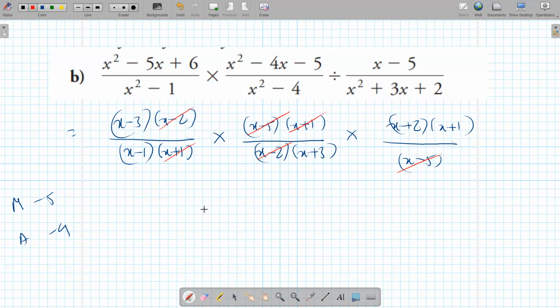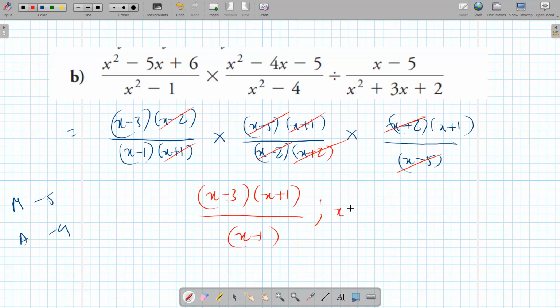And that should be it, unless I did something wrong, and I did. This should have been x plus 2. So this one and this one is also gone. And that's it. X minus 3 times x plus 1 over x minus 1. That's all that remains from all this.